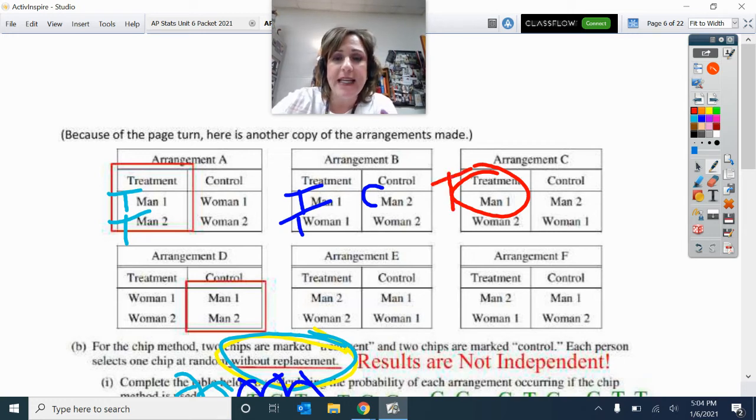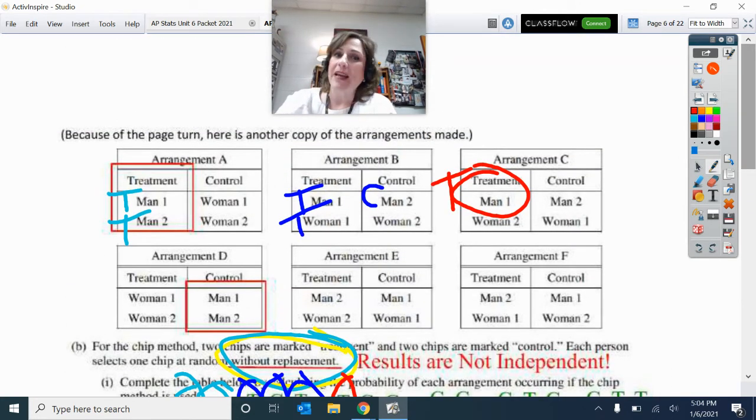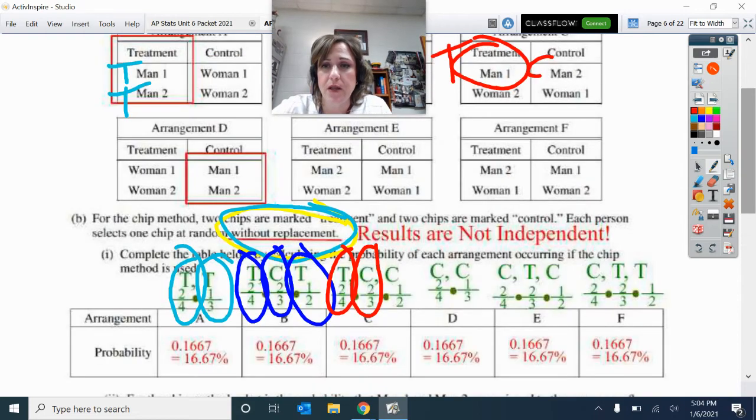He reached in the bag and he got the treatment. So that is the 2 out of the 4. Okay, come on, man number 2. He reaches in there and he picks a control group 1. Well, remember, there were 3 chips in there, and 2 of them said control, and only 1 of them had treatment. So 2 out of the 3 were control.